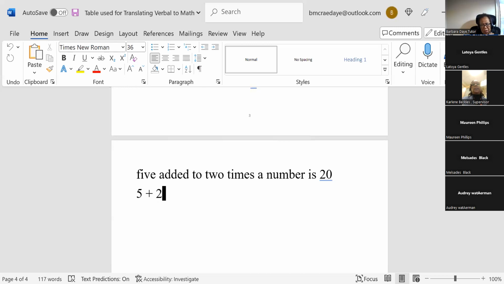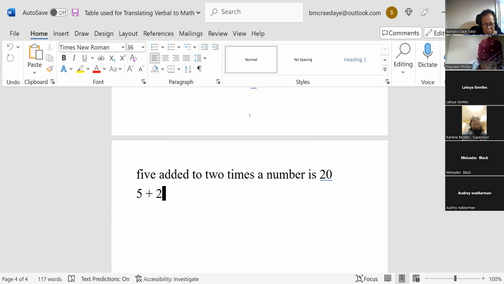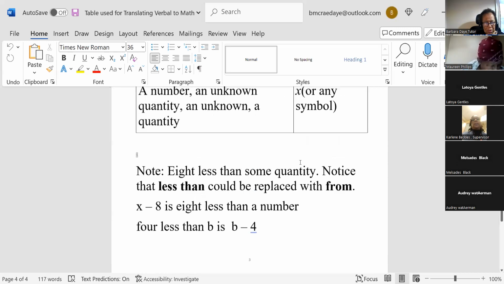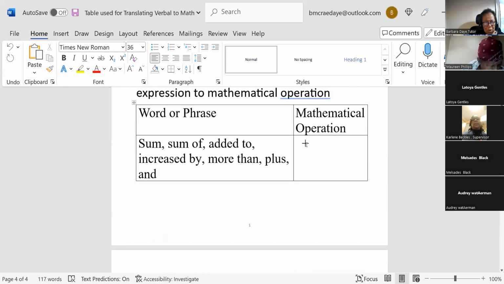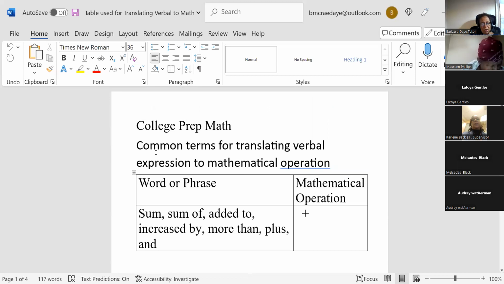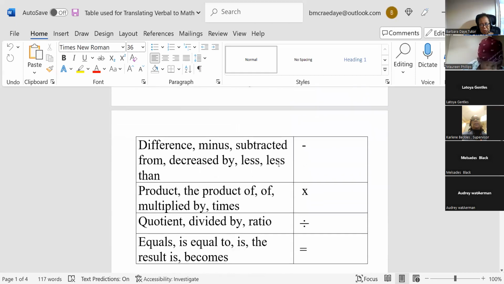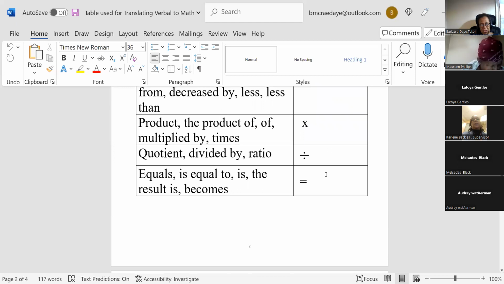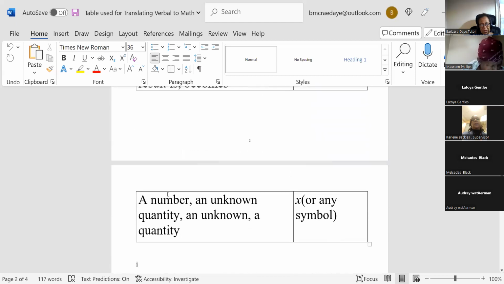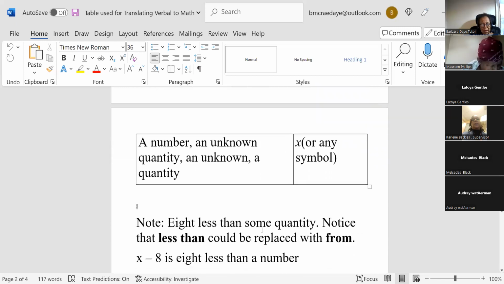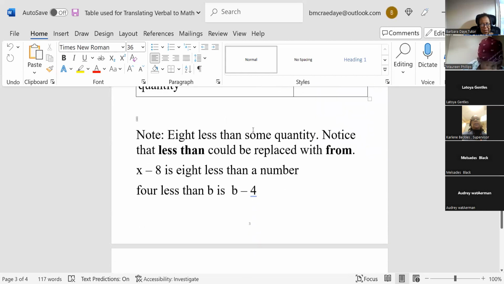Okay, so let me go up to the top. We'll come right back to you, Mercedes, so you can finish. Yes, ma'am. We'll look at the common terms for translating the verbal expression to the mathematical operation. I gave you the terms for add, subtract, multiply, divide, and equal. When it says a number, that's anything from A to Z. X is most commonly used. And then I went through 8 less than some quantity or actual variable.